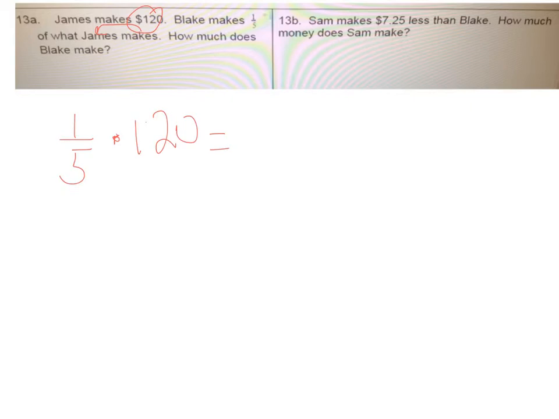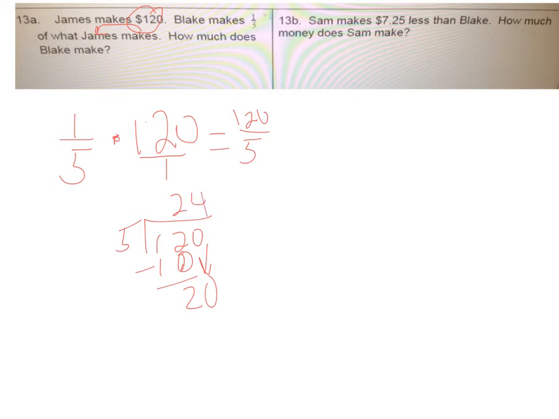So in this case, you could go ahead and set this up. Since you're multiplying by fractions, you multiply across the top, you get 120. Multiply across the bottom, you get 5. When you do 120 divided by 5, you will end up getting 24. So that means Blake makes $24.